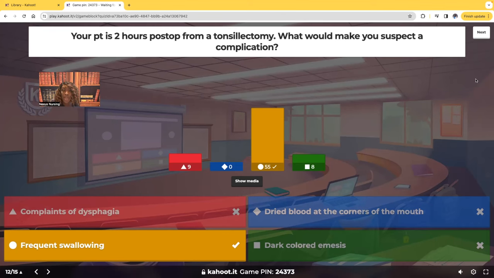What we're concerned about is bright red blood. That means fresh active bleeding, right? So we're not going to be concerned about dark colored emesis, because the reason it's dark is from what? Older blood, because the patient just had an invasive procedure. What we would have been concerned about would have been bright red blood. So yes, the frequent swallowing, we're concerned that the patient's bleeding out.